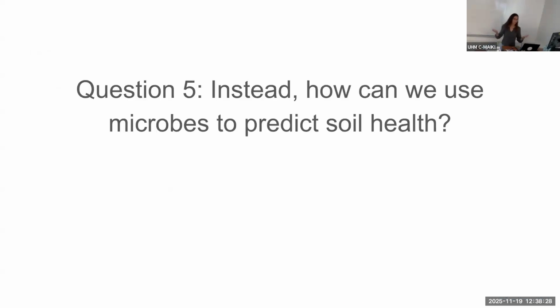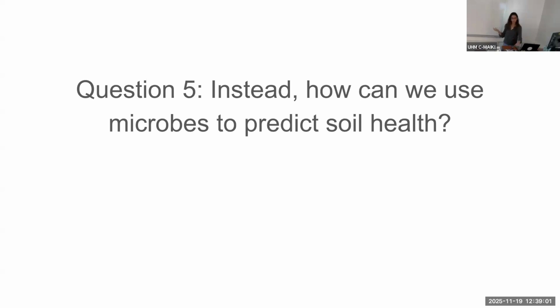So instead, how can we use microbes to predict soil health? We've been thinking about this for a while, and this was inspired by many of the human studies where they look at the gut microbiome and try to predict health outcomes. The same for soil and humans, it is very complicated to define health, because for humans, for example, the absence of disease is considered health. And this definition is very challenging.